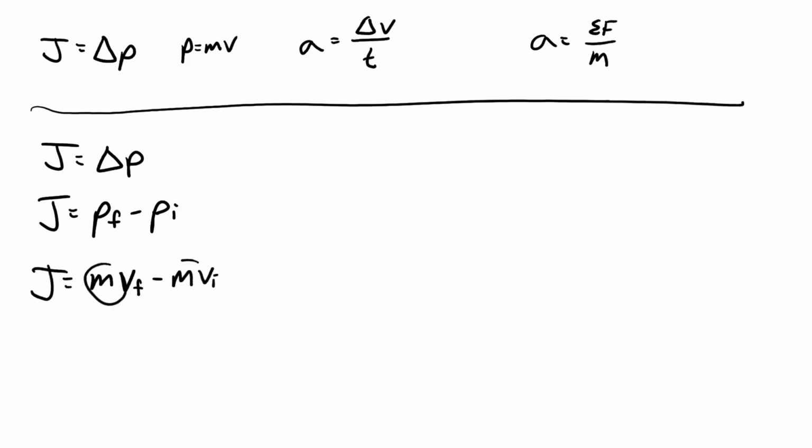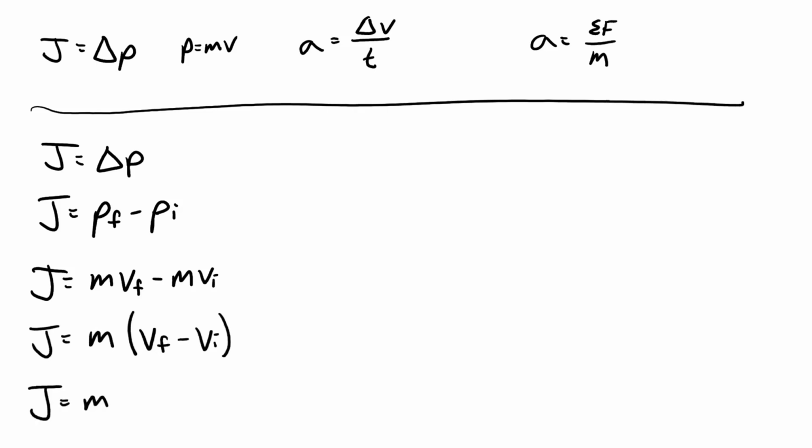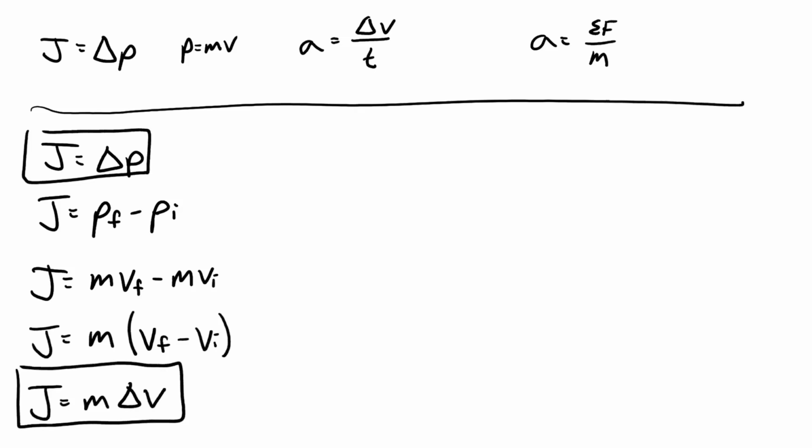Okay, now you see mass is in both terms, so we could take that out. And we have J is equal to the mass times Vf minus Vi. And we could rewrite that as just the mass times the change in the velocity. So now we have the impulse is equal to the change in momentum, which is also equal to the mass times the change in the velocity.